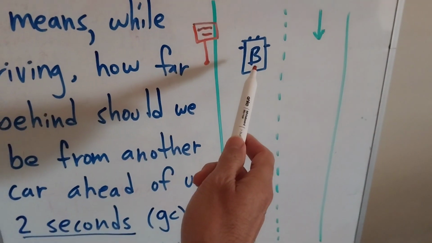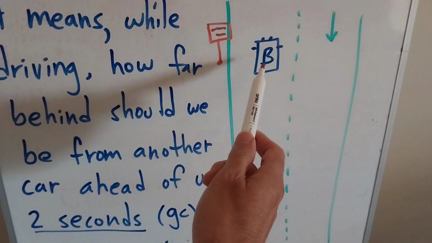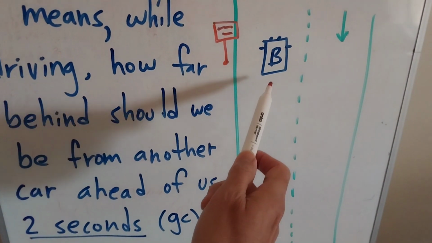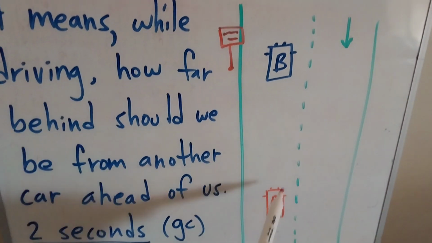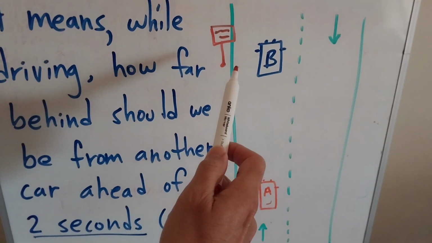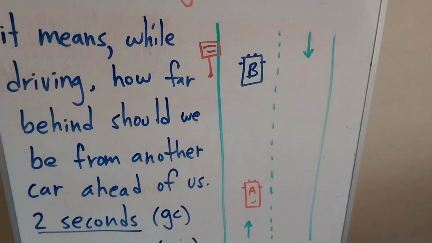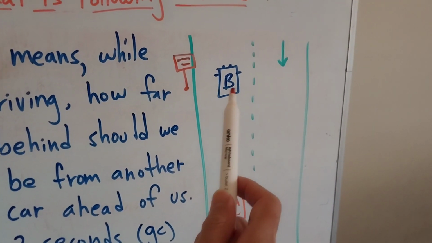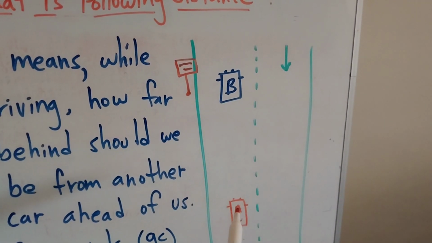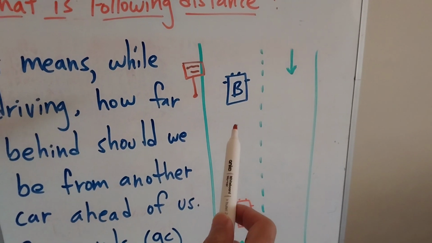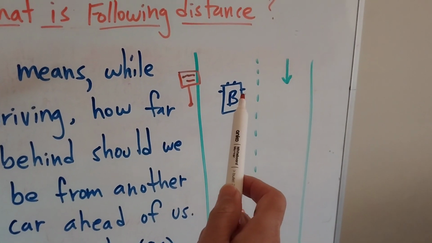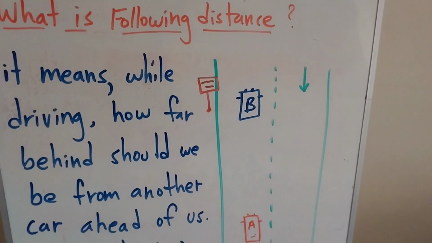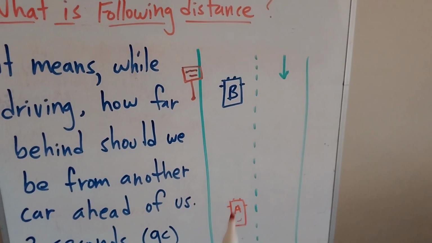So when that car is next to that signboard, you start counting 1001, 1002. That means you should be able to reach that sign 2 seconds after. Got it? So both the cars, A and B, are moving forward. As soon as B is level with the sign, start counting 1001, 1002. If you reach the sign before 2 seconds, that means you have to relax your accelerator pedal and increase the following distance gap.